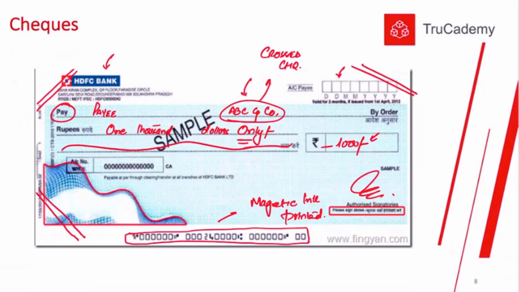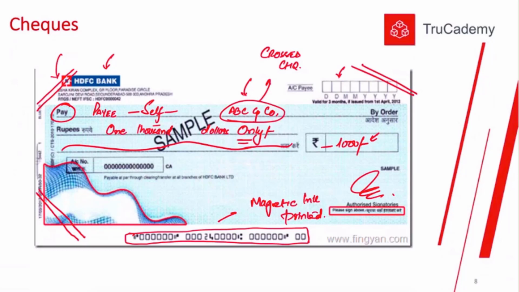Then we can also have open checks. In open checks, we do not have these lines, and instead we will just write self. Now this is what it means: even if I take this check, or anybody else in the world takes this check written self without the two horizontal or parallel lines to the bank, the bank will immediately pay cash on the spot.